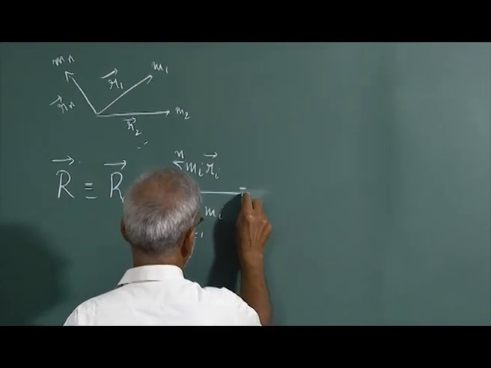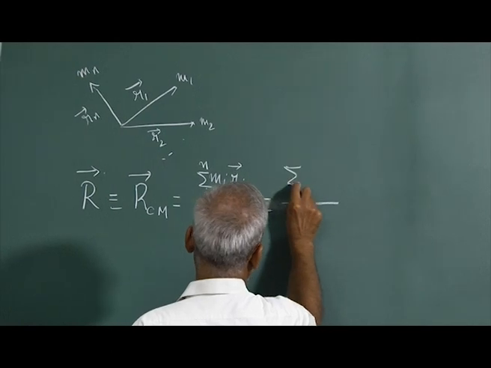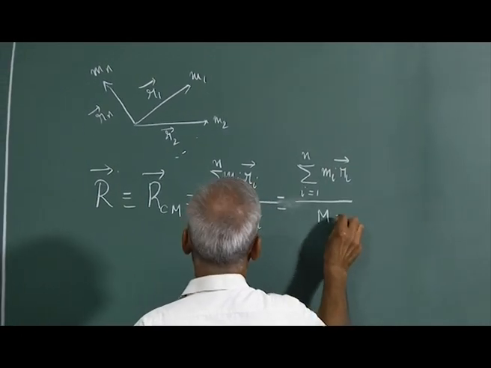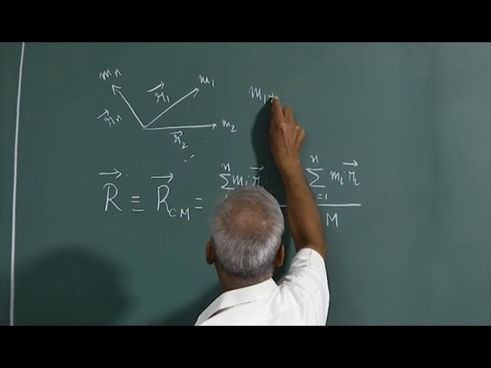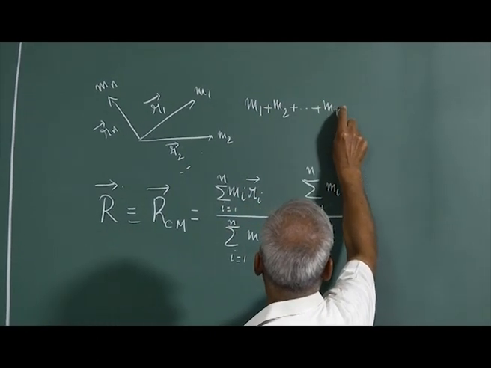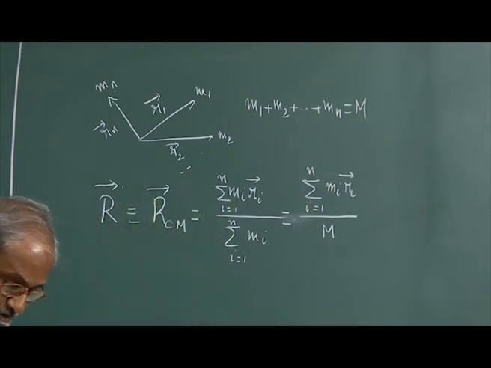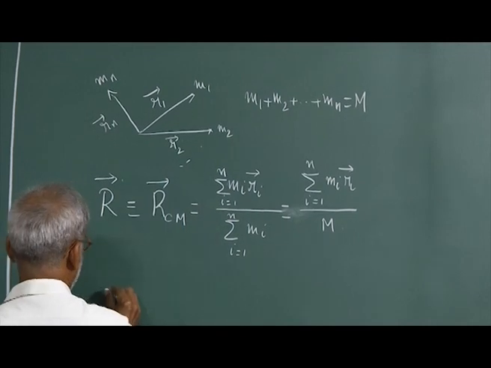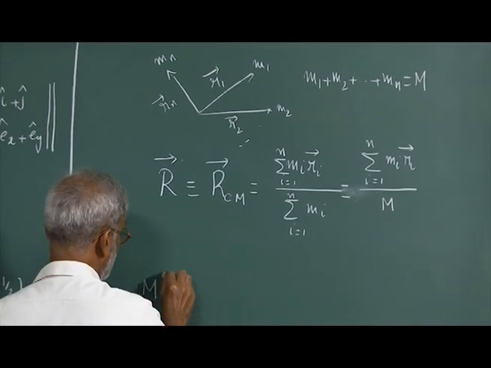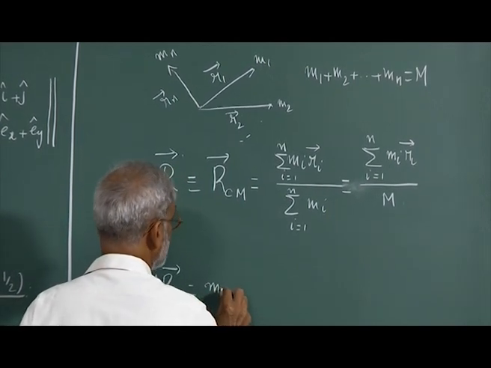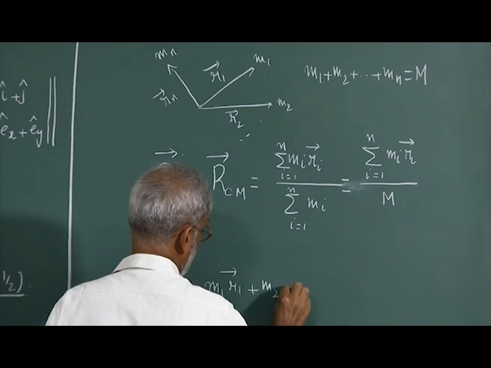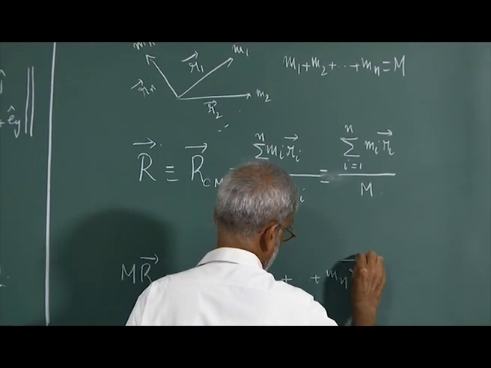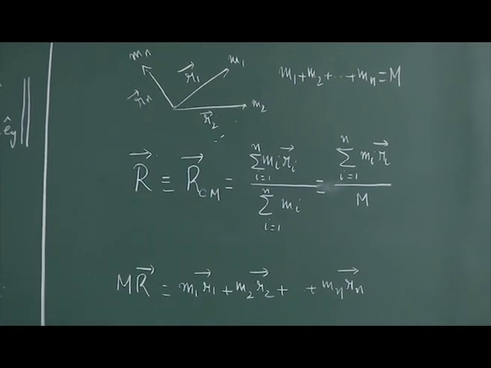So, this is the same as, if total mass is M, summation i running from 1 to little n of mi ri divided by capital M, where I can say that m1 plus m2 up to mn is capital M, the total mass of the system of particles. So what do we do? I can bring the M to this side, I have M times R equal to m1 r1 plus m2 r2 vector plus m sub n times rn vector.